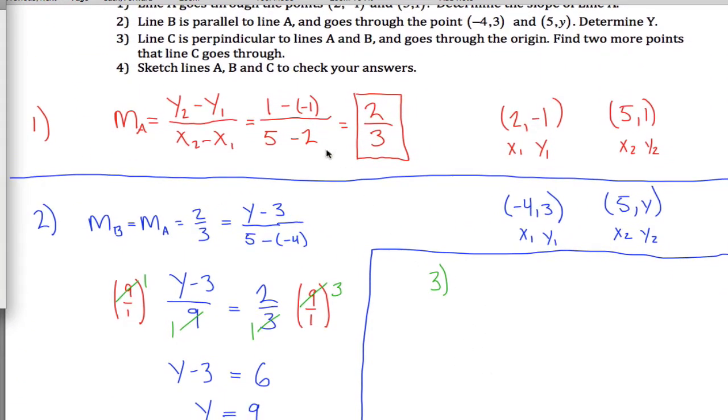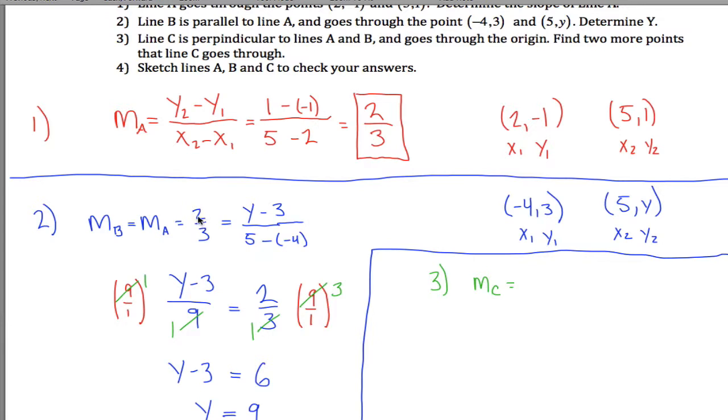Part 3 tells me that line C is perpendicular to lines A and B. What that tells me is that the slope for C is not the same as the slope for A and B, which was 2/3, but it's the negative reciprocal of that. In other words, change the sign, now it's negative instead of positive, and flip the fraction upside down, now it's 3/2 instead of 2/3. The slope for C is negative 3/2.